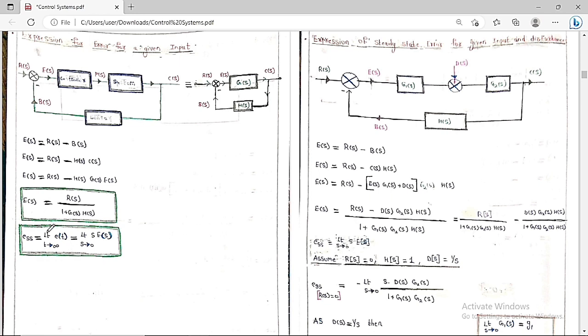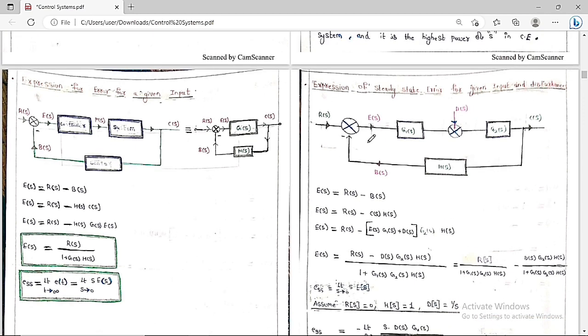With the help of this expression, you can get the steady state error between the input as well as the output. This formula you always have to keep in your mind: E of S is equal to R of S by 1 plus G of S H of S, and steady state error is equal to limit t tends to infinity of e of t, which is equal to limit S tends to 0 of S into E of S. So this is all about the steady state error, the expression of the error for any given input in the Laplace domain.